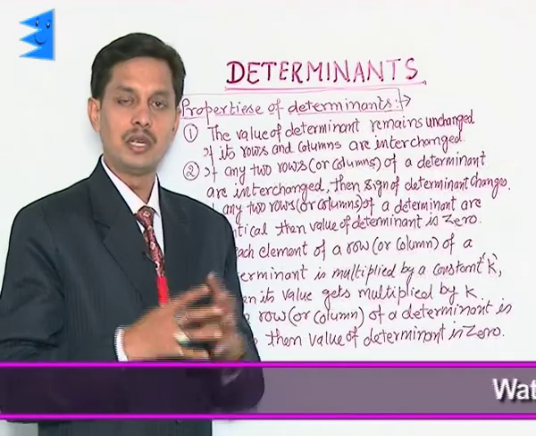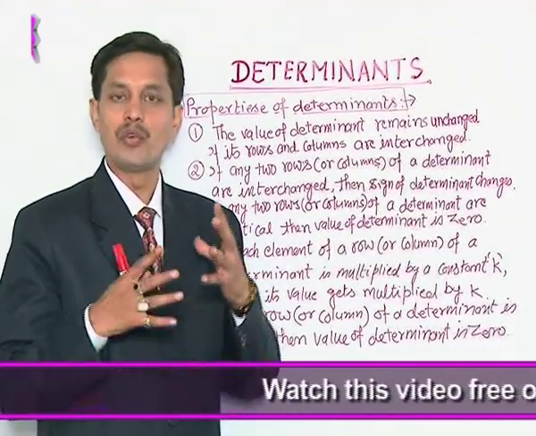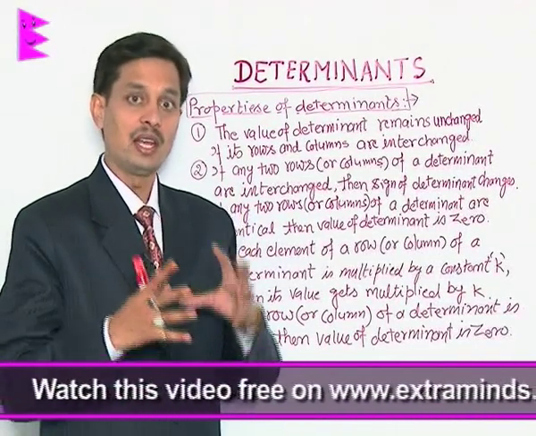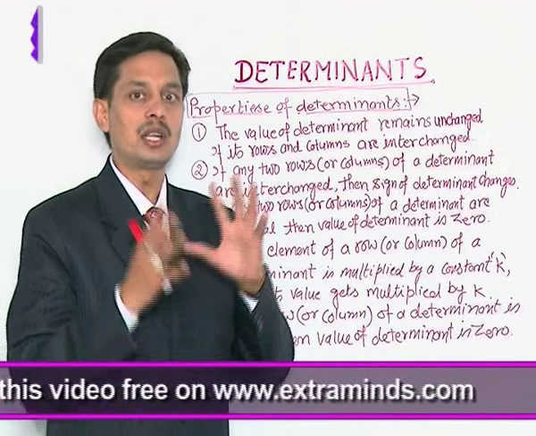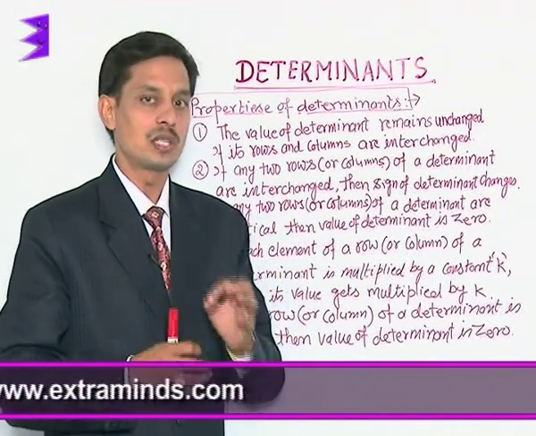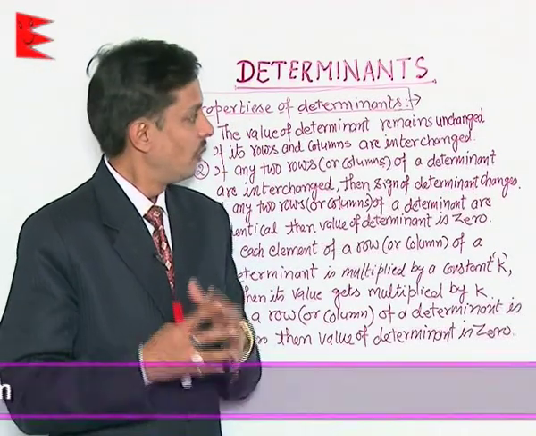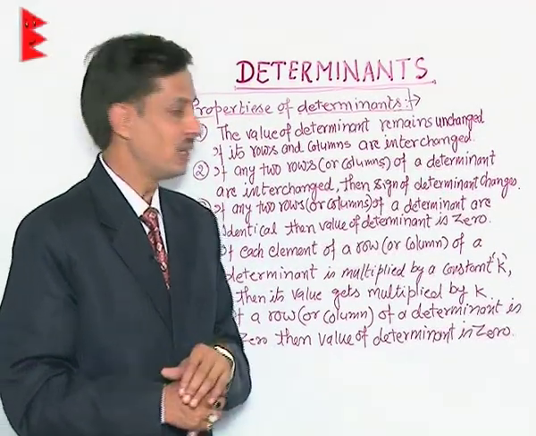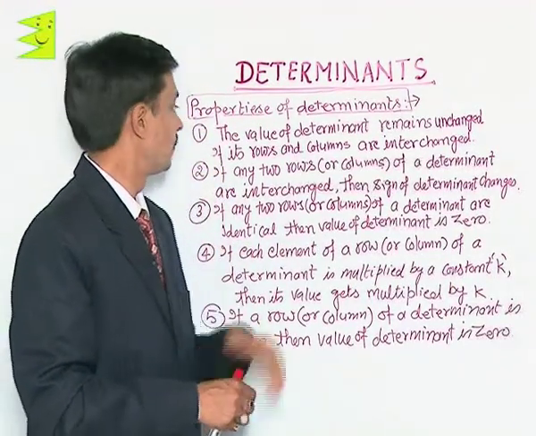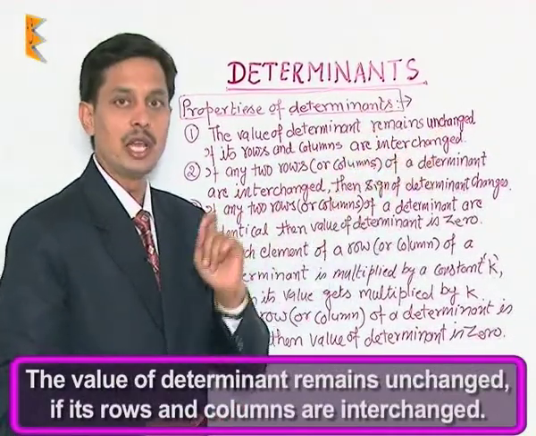Now after discussing how to evaluate the value of a determinant, what a determinant is, and when we can convert a square matrix into a determinant, I want to discuss with you the properties of determinants. The first property: the value of a determinant remains unchanged.